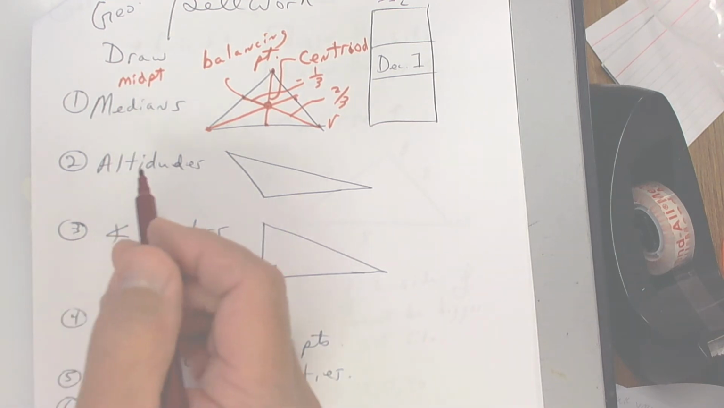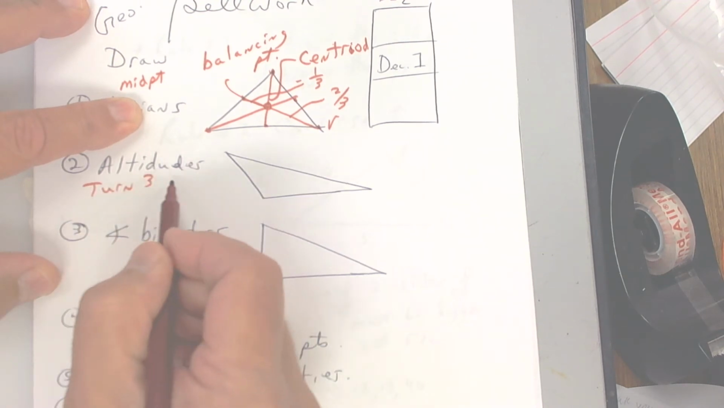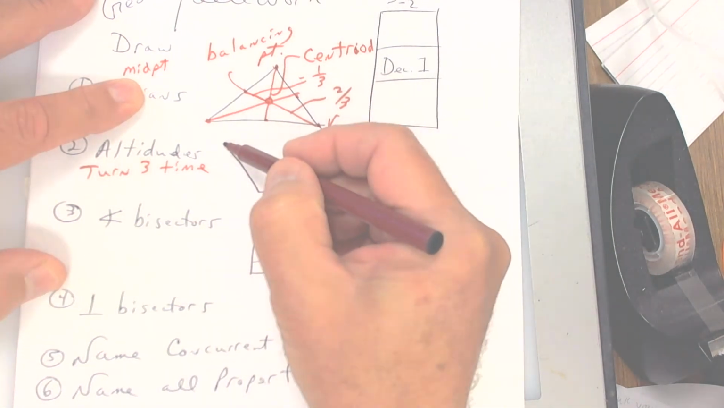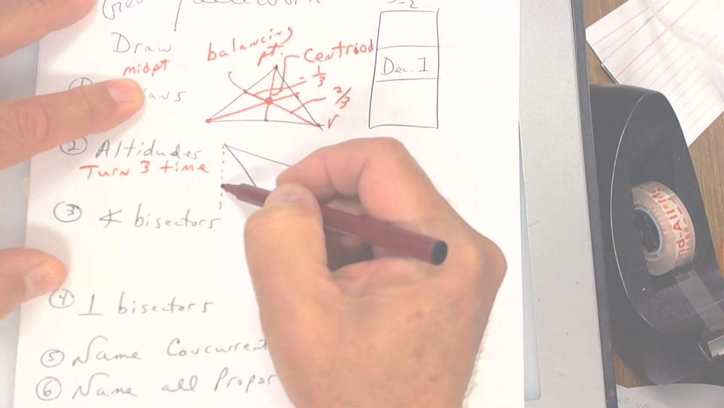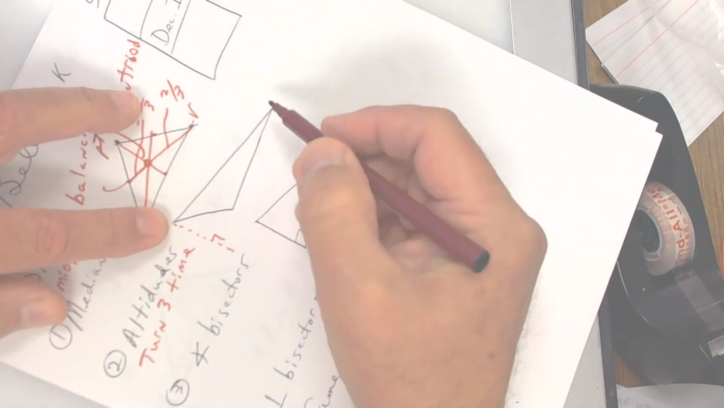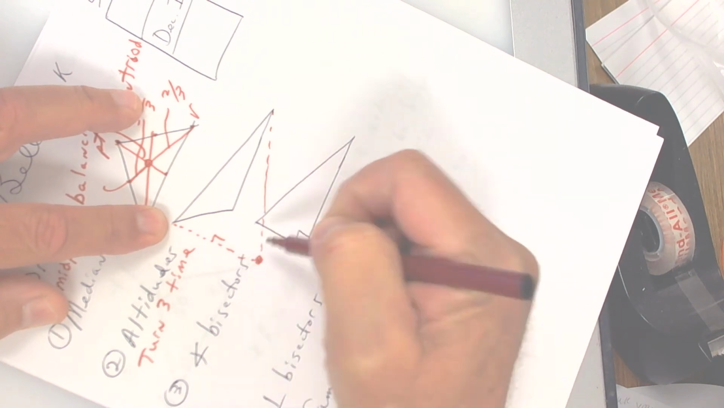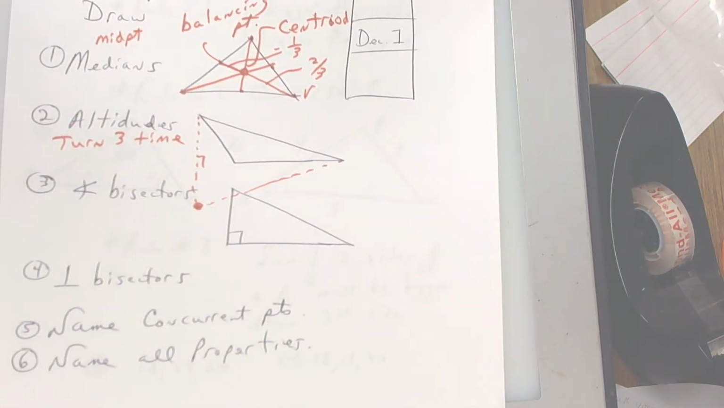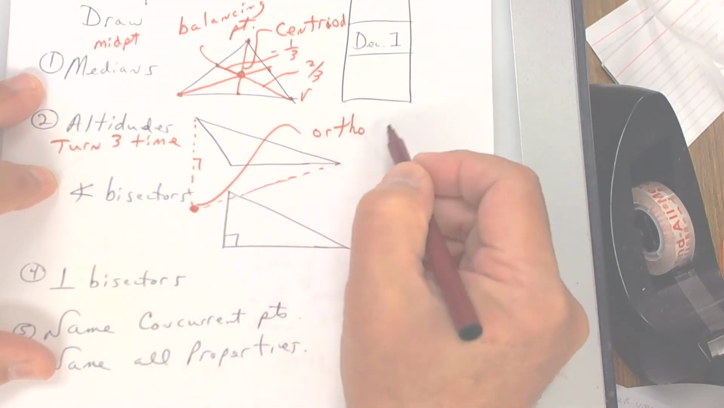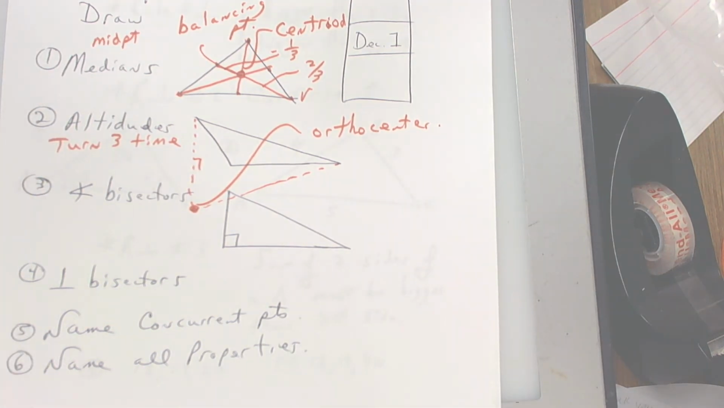Altitude, you have to turn 3 times. Write this down. Turn 3 times. So I'm going to look here. This is the ground, and I'm going to come straight down. That's 1. Then I'm going to turn it like this, where this is the ground, and I'm going to come straight down. So on this one, an obtuse triangle, this point is on the outside. So that altitude gives you something called the orthocenter. Okay? And that's all you have for that one.